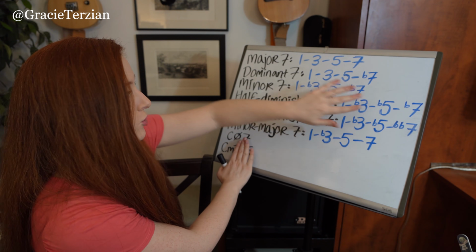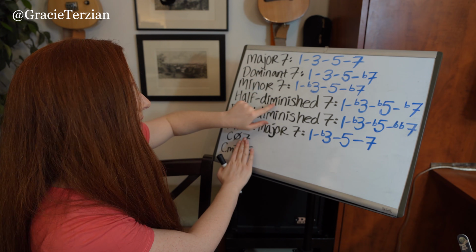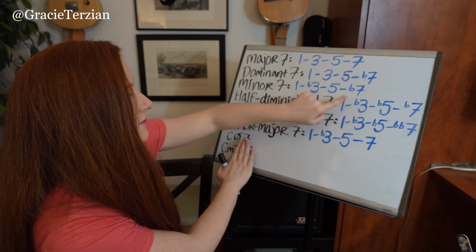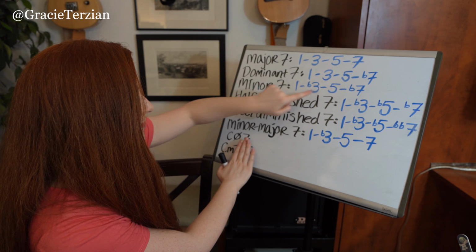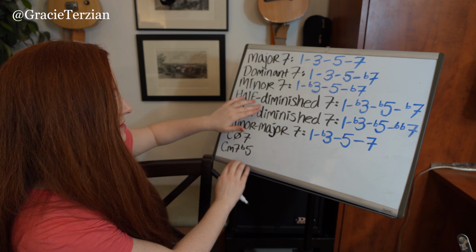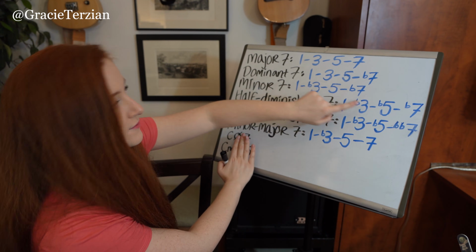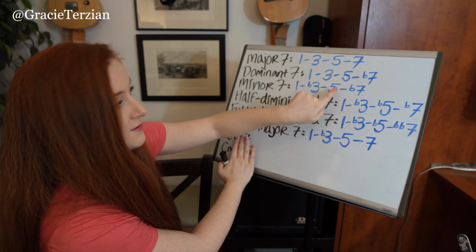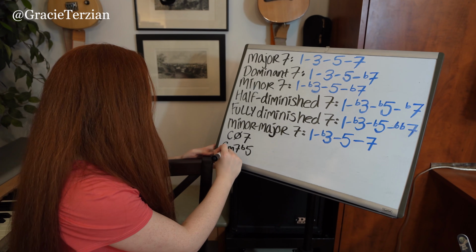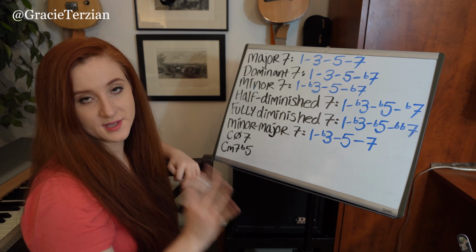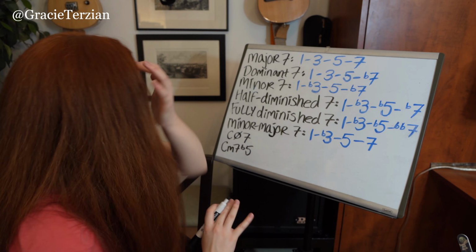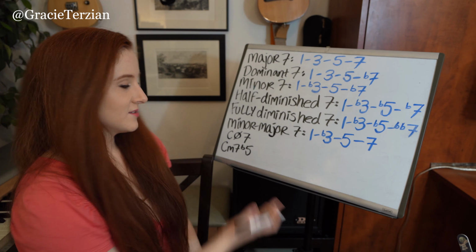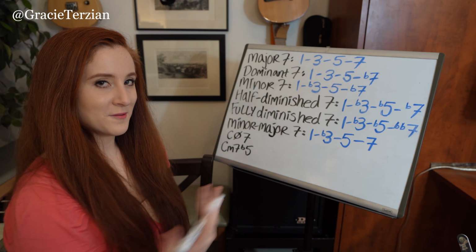So the only difference between these two is that the half-diminished 7 has a flat 5, and the minor 7 does not. So that's why half-diminished can also be called a minor 7 flat 5, because it's the same thing as a minor 7 chord with a flattened 5th. So C minor 7 flat 5, another name for C half-diminished. Got it? So let's figure out the notes in a C half-diminished 7 chord.